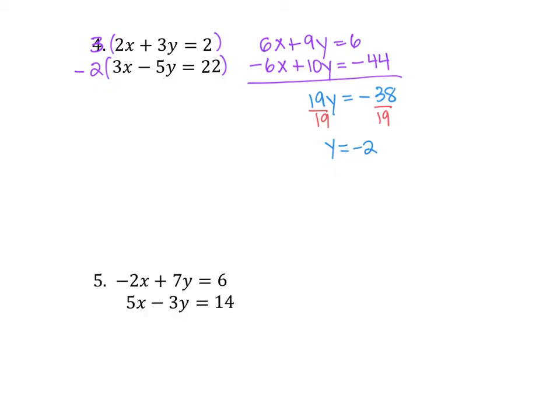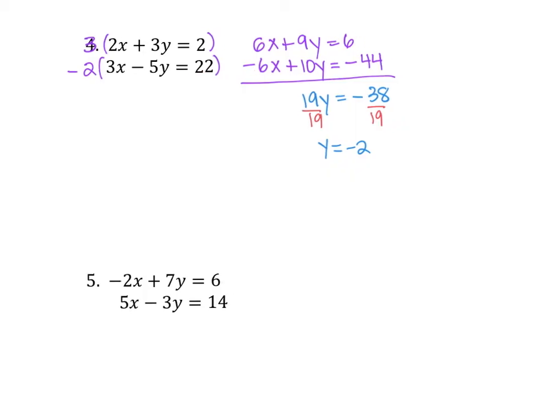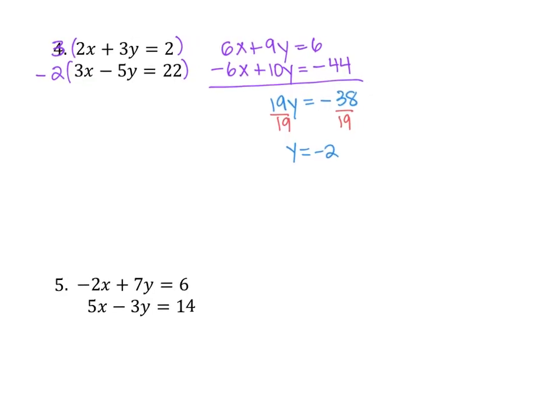Now when I plug it back in, I could plug it in the 2 original equations, or I could plug it in the ones after I multiplied. I like to plug it in the original ones just because the purple ones have bigger numbers. That's the only reason. So 2x plus 3y equals 2. So 2x minus 6 equals 2. I'm going to go ahead and solve this.